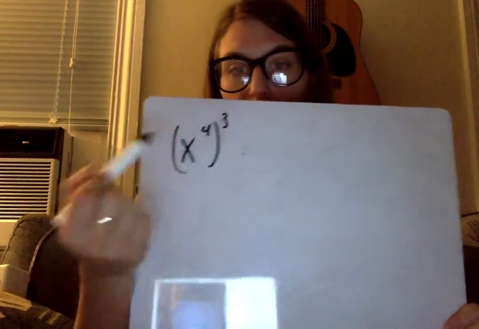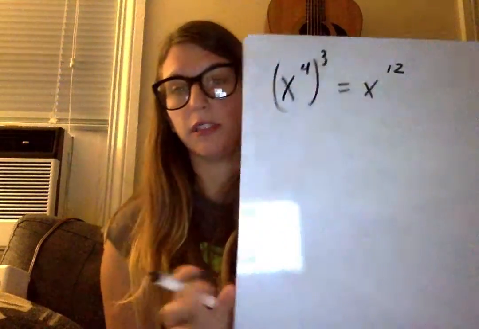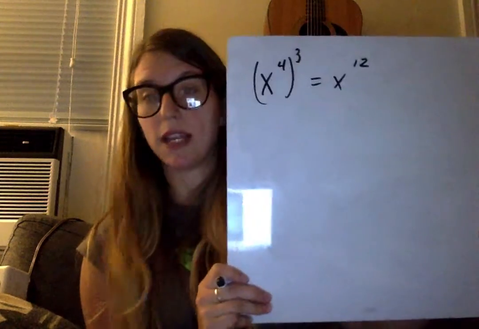Very last power rule is putting a power to a power. And this is when you multiply them. So I have 2 examples. The first example, they both involve 3's. X to the fourth to the third power. 4 times 3, 12, done. If you like visuals, I'm going to make this a visual.